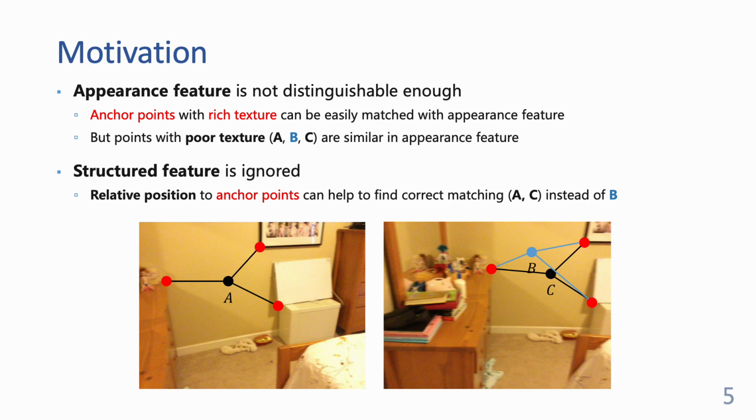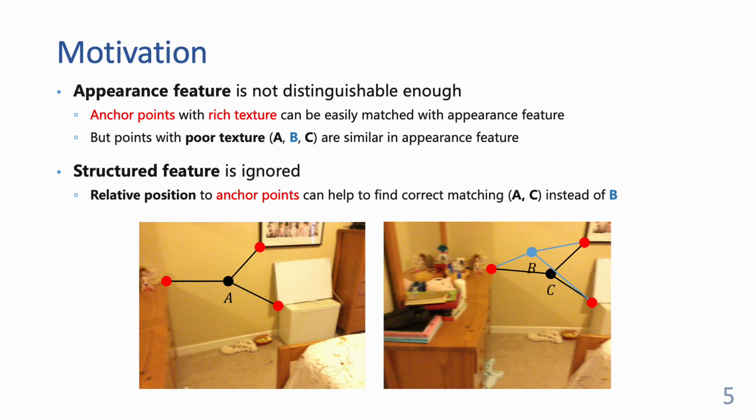Existing methods only focus on extracting features from appearance, which is not distinguishable enough. See the figure. Some points with rich texture can be easily matched correctly with appearance feature. We call them anchor points, which are marked as red in the figure. But some points with poor texture, such as A, B, and C, are quite similar in appearance feature, which is one of the main challenges to appearance-based methods.